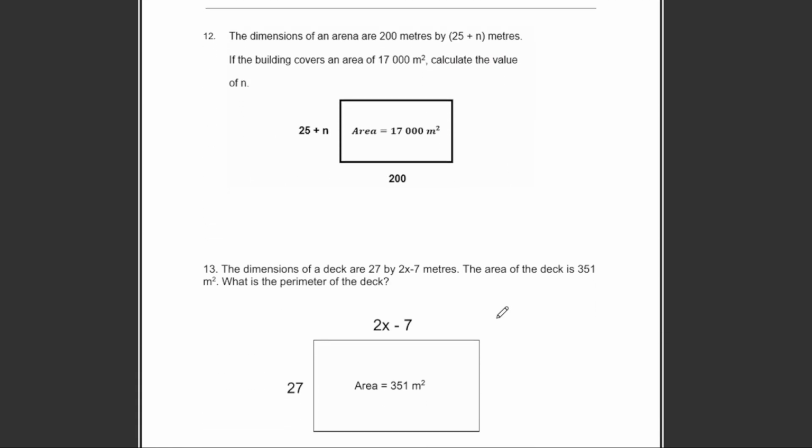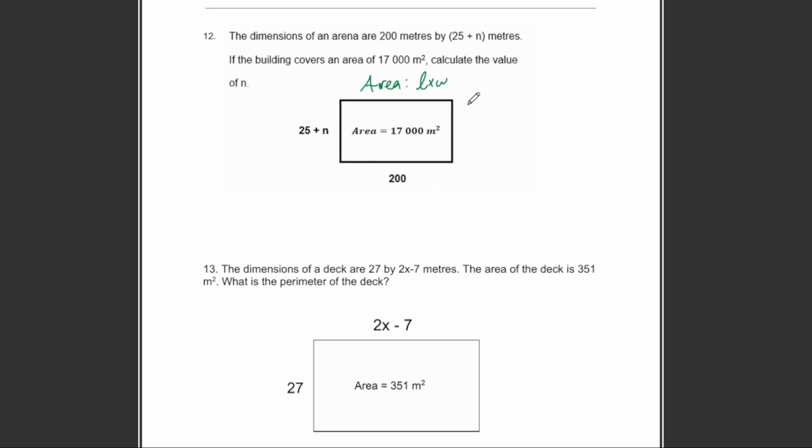Question 12. So now we're dealing with some geometry here. So we know the dimensions of an arena are 200 meters by 25 plus n meters. Basically meaning the length and the width are given to you. Okay. Now, if the building covers an area of 17,000 meters squared, they want us to find the value of n. All right, so let's do this real quick. We know the area of a rectangle. Remember, the area is, that's an r by the way, is length times width. So we know the length and the width. Let's write them out.